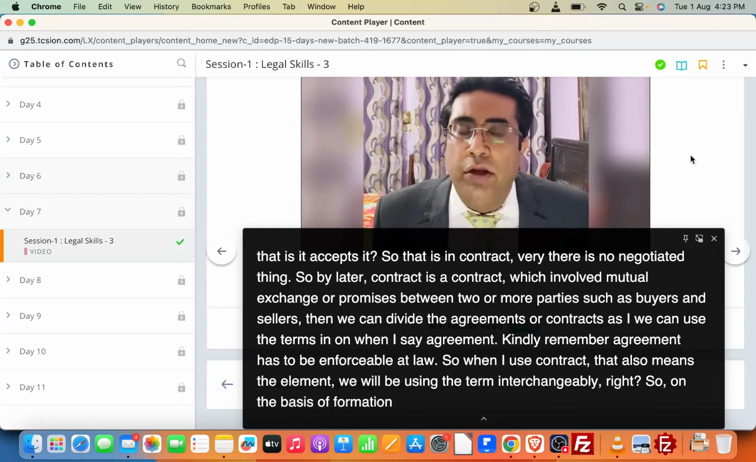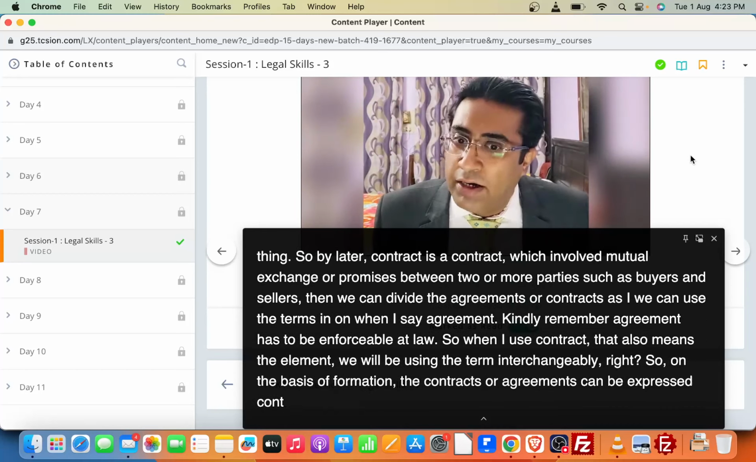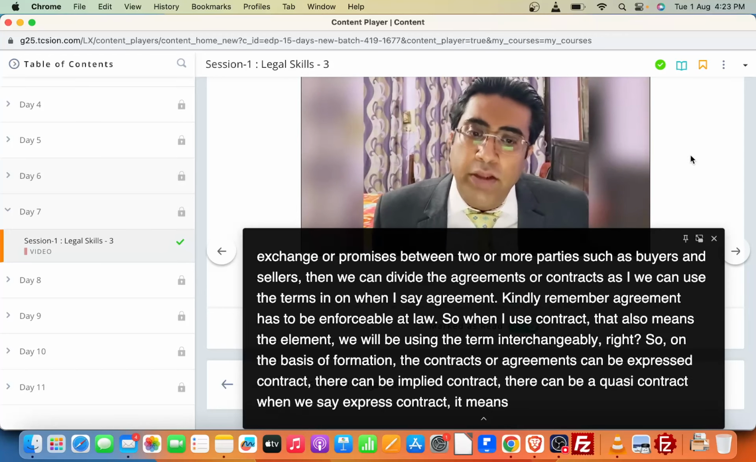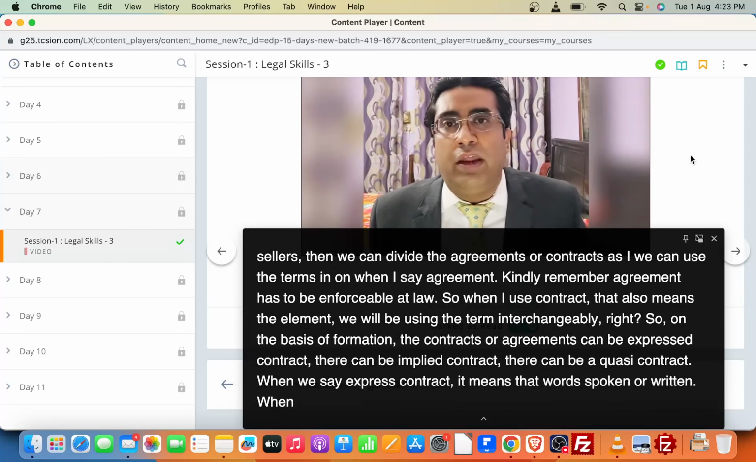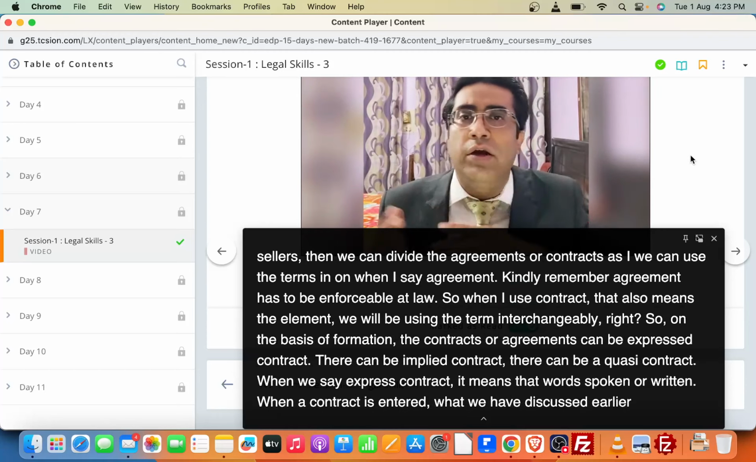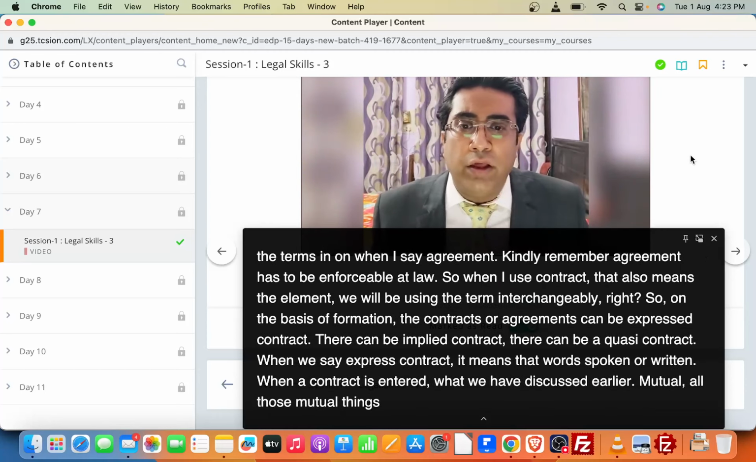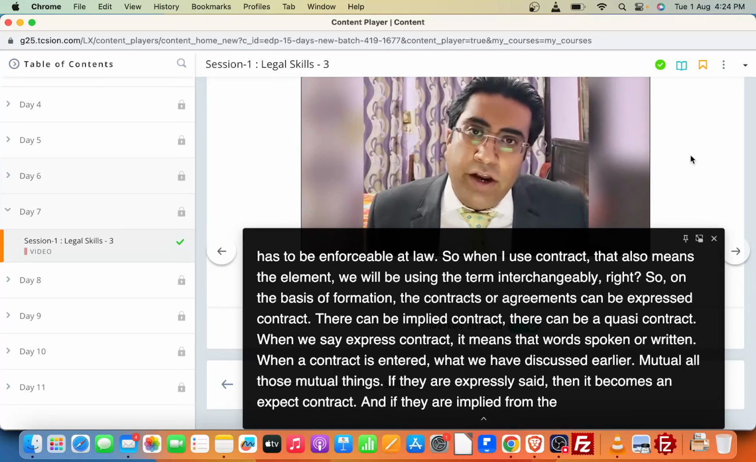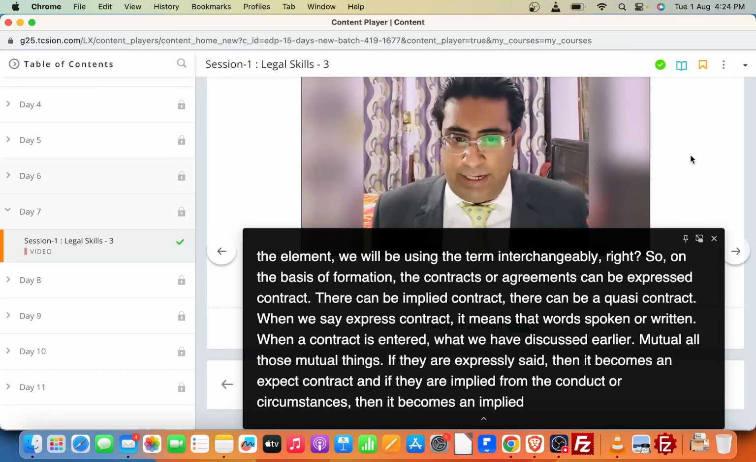So on the basis of formation, the contracts or agreements can be an express contract, an implied contract, or a quasi contract. When we say express contract, it means the words are spoken or written. When a contract is entered into, if those mutual things we have discussed earlier are expressly said, then it becomes an express contract, and if they are implied from the conduct or circumstances, then it becomes an implied contract, right?